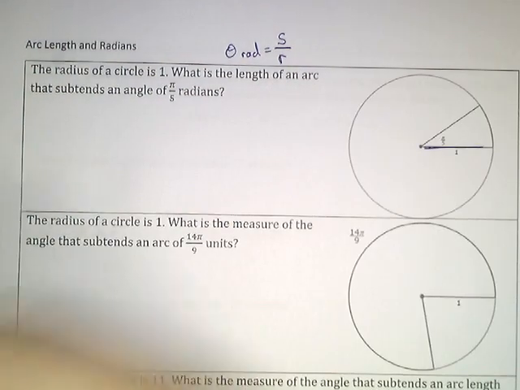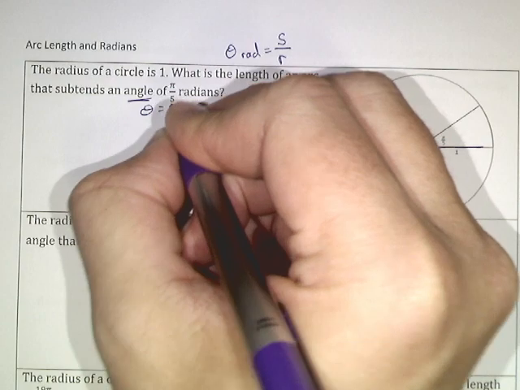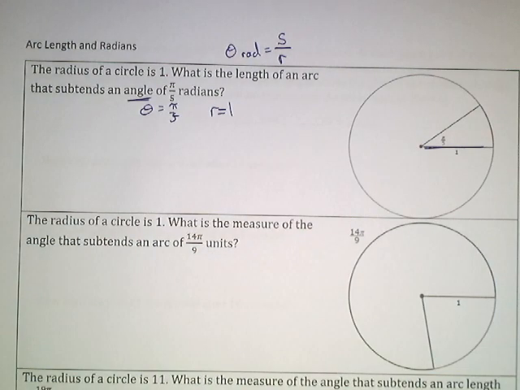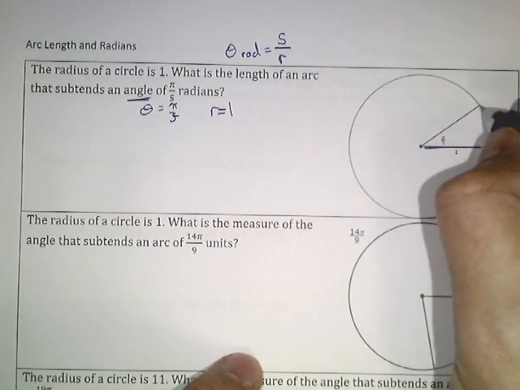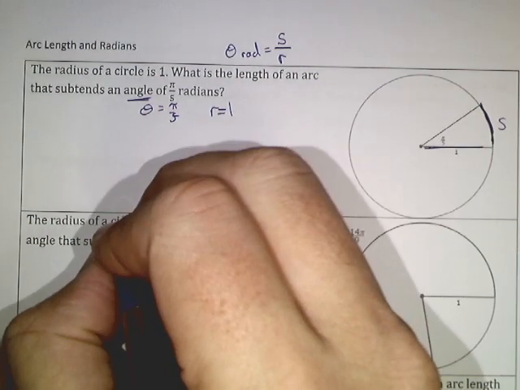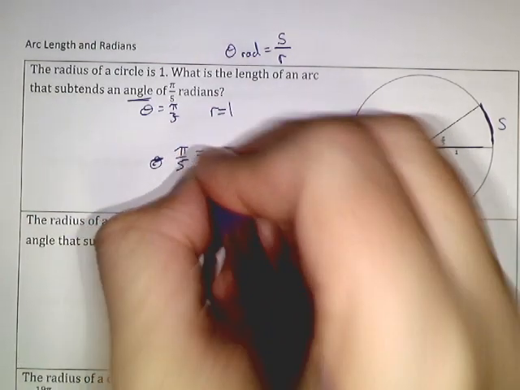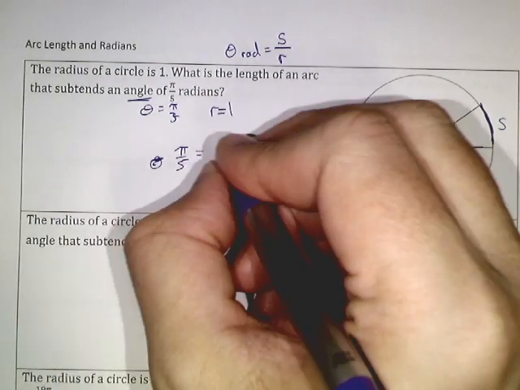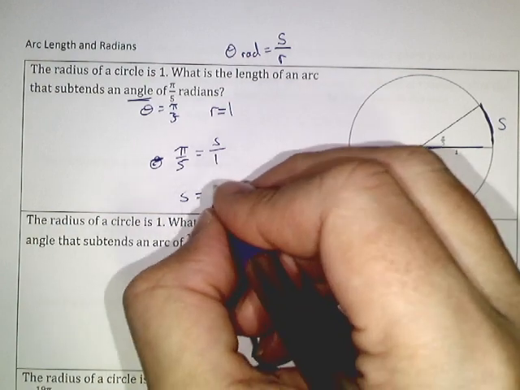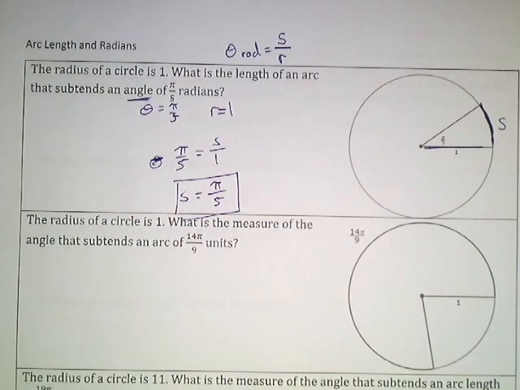And so what we are given here is an angle, so that's our theta. Theta equals pi over 5. The radius of a circle is 1, so we're given 1. And we are looking for this arc length right here. That is S. So that is unknown. So that means that pi over 5 is equal to S, which we don't know, over 1, which if the radius is 1, S is this, the arc length is the same as the radian measure of the angle, so it's pi over 5.